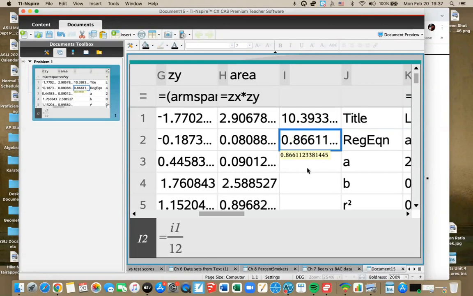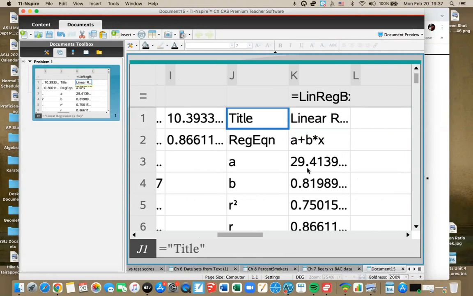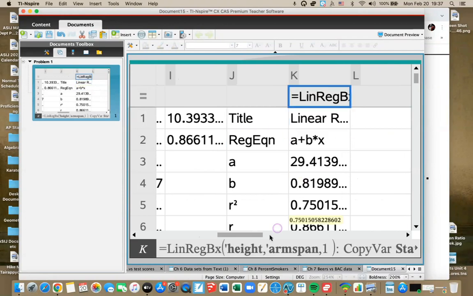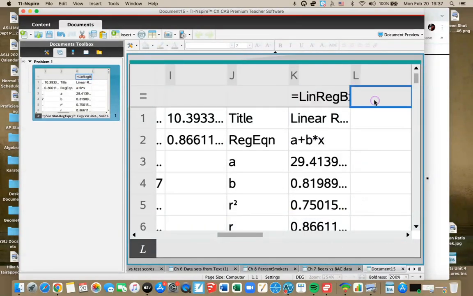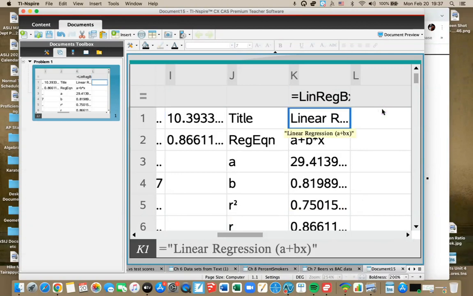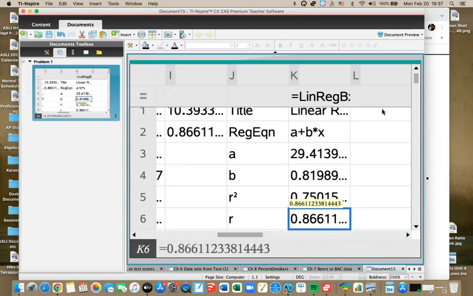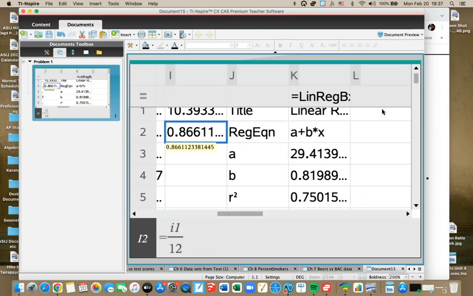All right, let's check our answer. Catch up first, get your r value. This is your r value. To check my answer, I'm going to do a linear regression. Just do a linear regression over here somewhere. And you'll see that the r value came up to 0.86611, perfectly the same as what we came up with.